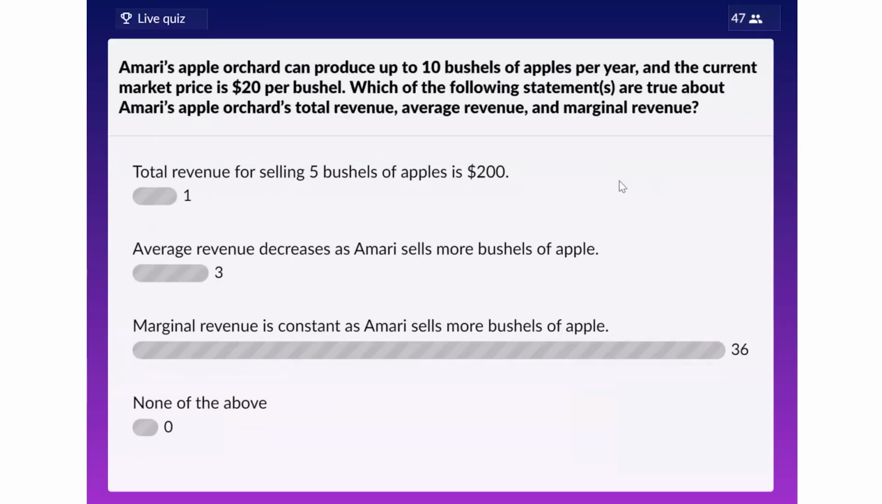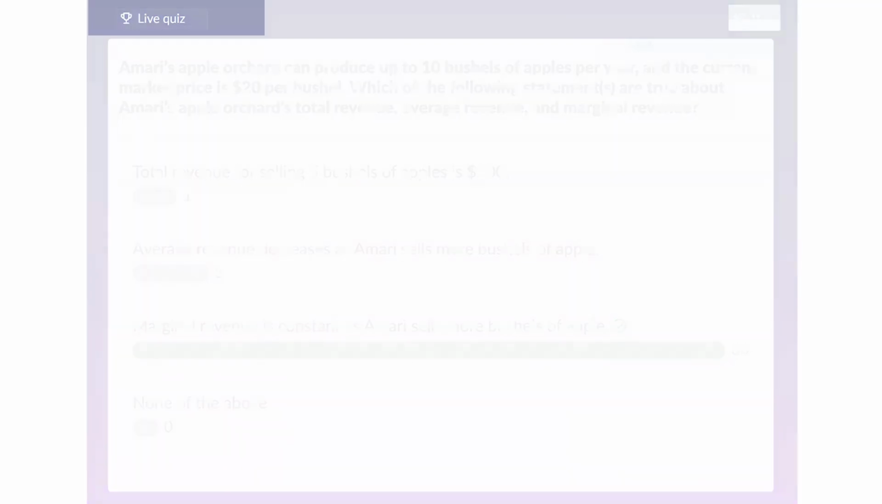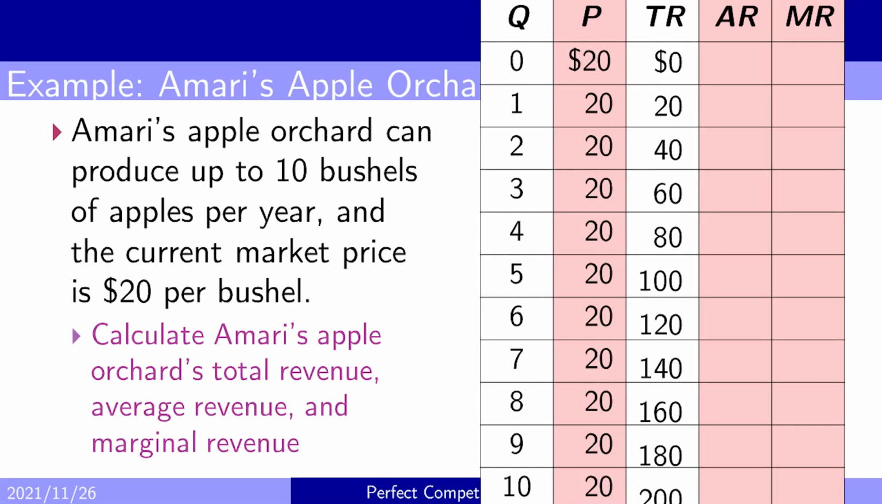Okay, so here we see that the majority of you say that the answer is marginal revenue is constant, and that is the correct answer. Okay, so let's take a look. Total revenue is price times quantity. So 0 times 20 is 0, 1 times 20 is 20, 2 times 20 is 40, 3 times 20 is 60, and so on. So here is your total revenue.